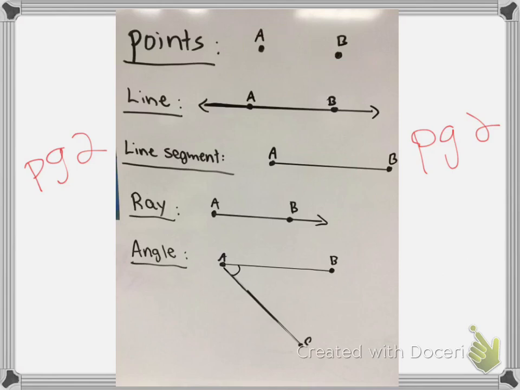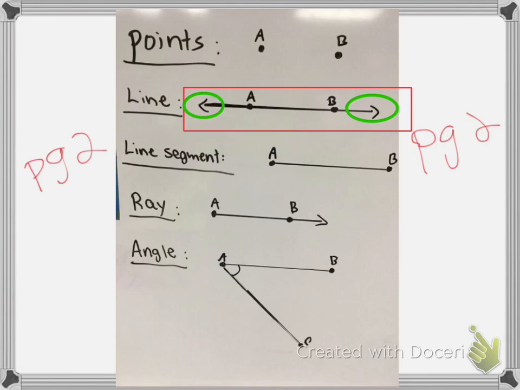Next is when we have a line. When we put a line through these points, this is called a line. However, with a line, you see these little arrows right here. These represent that the line is not going to stop at A and B, our points. It is going to continue past them. So when we have an arrow, it means that it's continuing and it's never stopping.